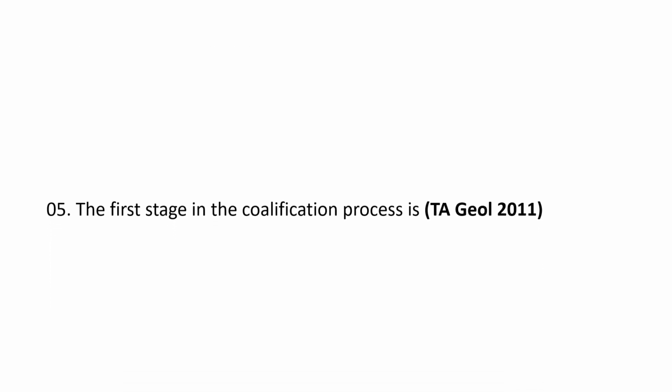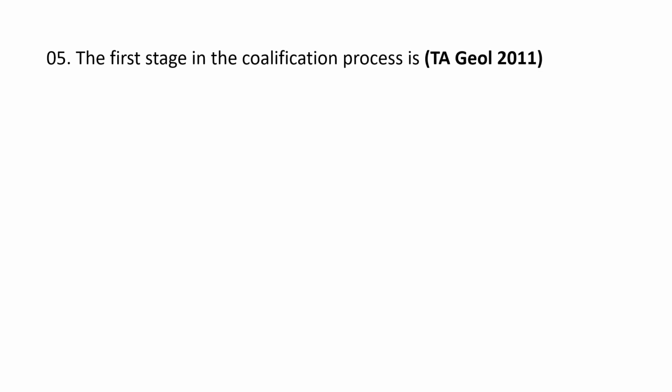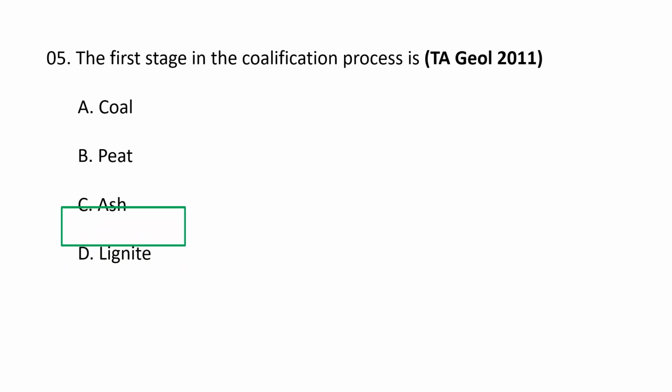Next question. The first stage in the coalification process is A. Coal, B. Peat, C. Ash, D. Lignite. The first stage in the coalification process is peat. Peat is considered the first stage, meaning it is the initial step in the formation of coal from decaying plant matter in waterlogged environments with limited oxygen supply.